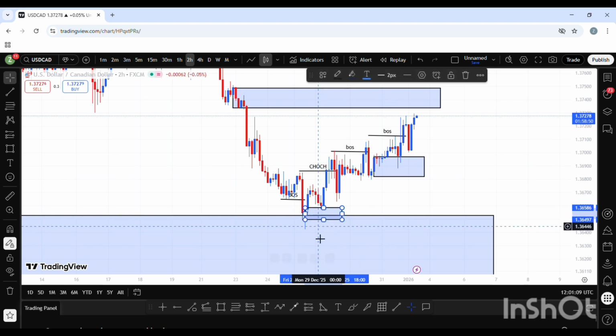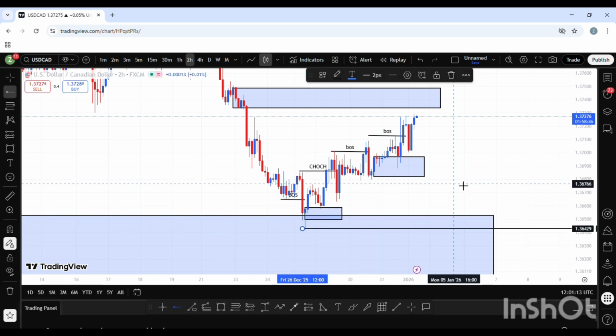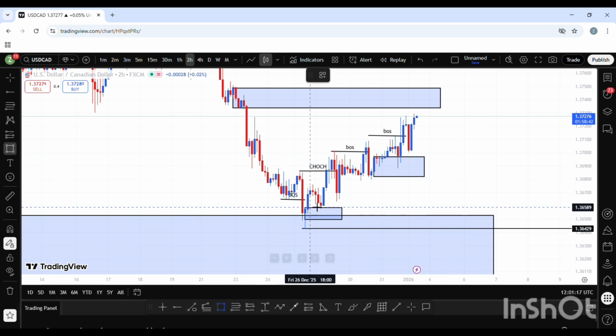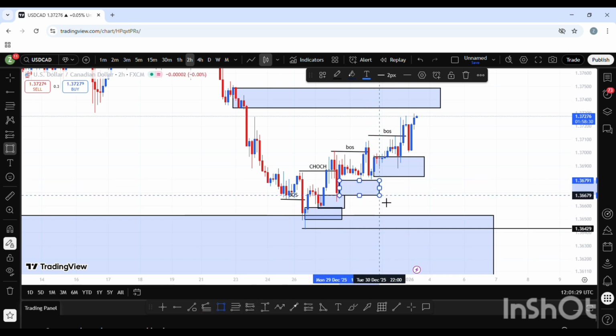According to how I trade, any order block that has been mitigated, I consider it as liquidity. Once my order blocks are mitigated, I see them as liquidity, and I really don't wait for trades there, not unless it's a support or a resistance.